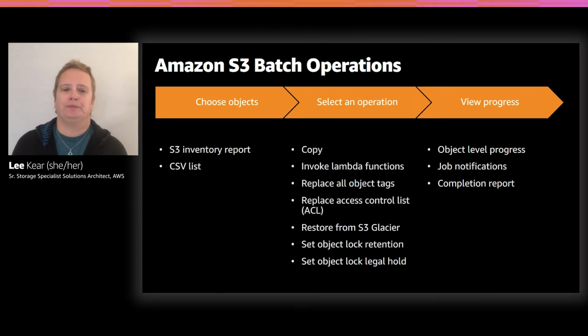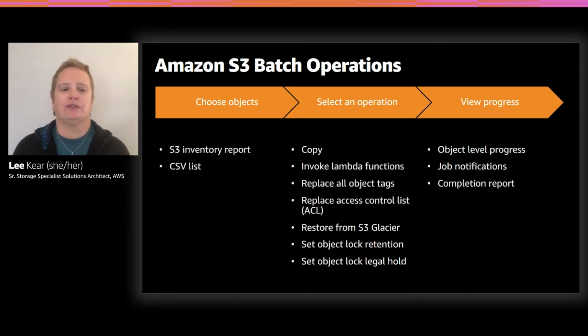So here's how it works. First, you provide an input into the job, which could be a CSV or inventory report, and this identifies which objects you wish to modify. Then you choose your operation. Copy is what we're going to use. We're just going to copy the objects back to themselves. And because we have enabled default encryption, those objects will automatically be encrypted.